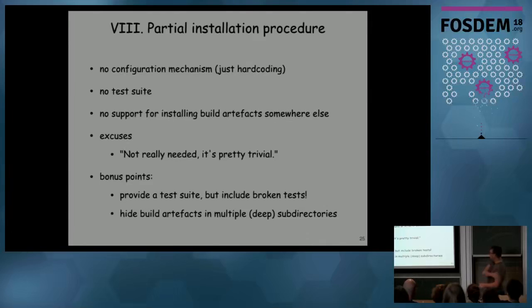If you do provide a test suite, include tests that are broken and that you know are broken, but you just tell people, okay, the tests that are broken, just ignore them. And then if you have built artifacts like binaries and libraries, hide them somewhere deep, and don't have an installation mechanism to copy them out somewhere else. So make people hunt for stuff, and preferably in different locations.